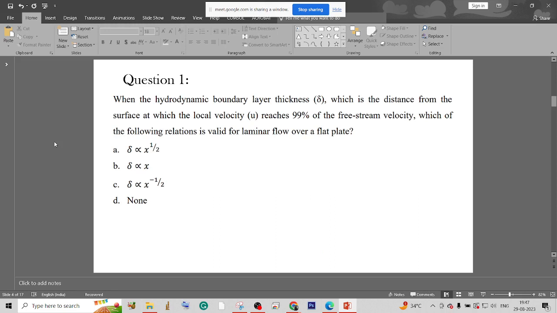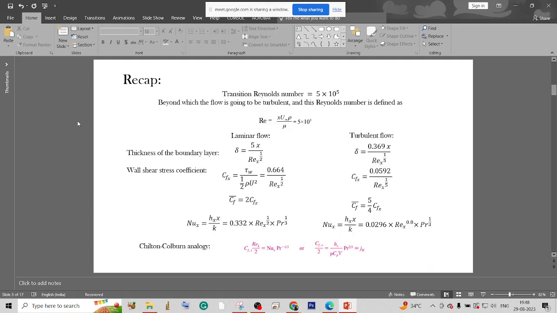When the hydrodynamic boundary layer thickness delta is the distance from the surface at which the local velocity u reaches 99% of the free stream velocity, which of the following relations is valid for laminar flow over a flat plate? You have done the previous lectures, so I have already taught you the boundary layer. What will be the delta at which the local velocity will reach 99% of the free stream velocity? It is already indicated as laminar flow, so you can easily use these equations. You can take a picture of this so that we don't need to go back to this again.